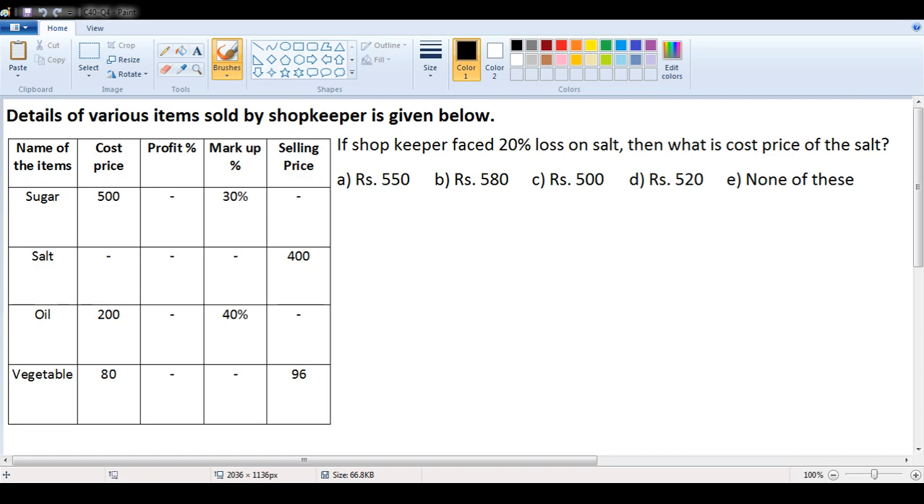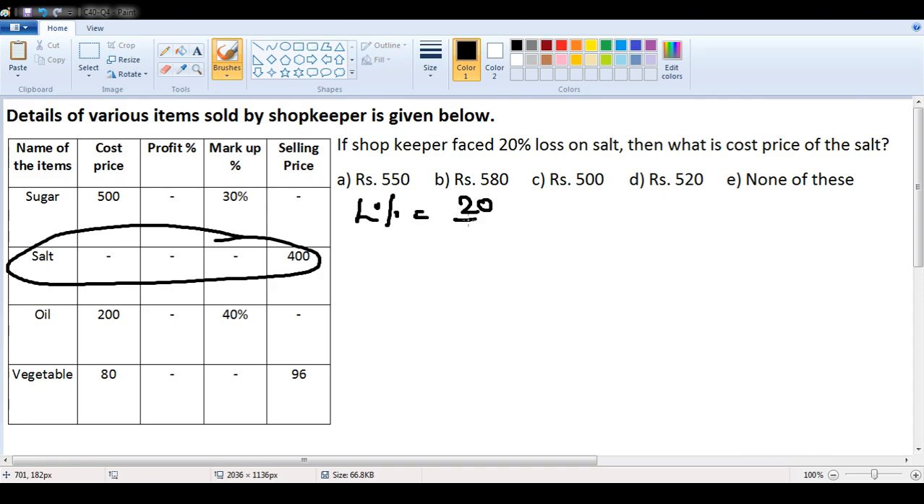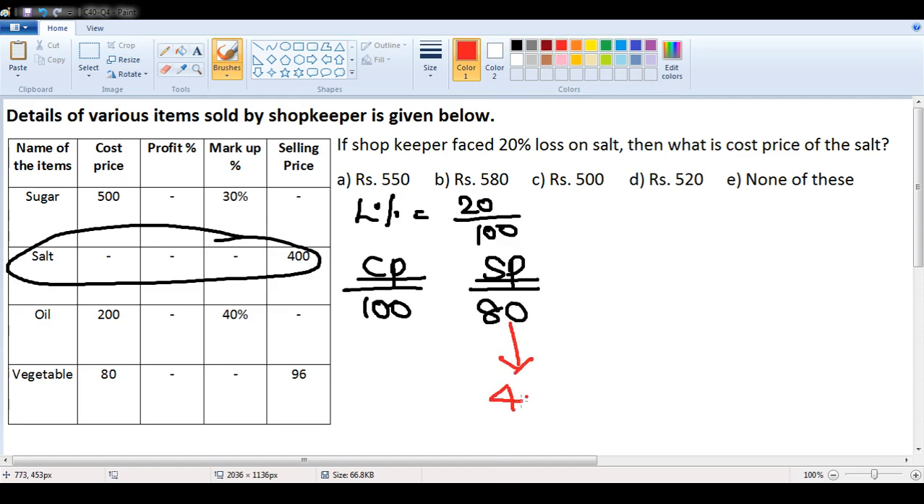Fourth one, again a slightly easy question. If the shopkeeper faces 20% loss on salt, what is the cost price? Loss is 20%, 20 by 100. That means if cost price is 100, loss will be 20, selling price will be 80. But selling price is 400. 80 into 5 is 400, so 100 into 5 is 500. Cost price of the salt is 500. Idea clear? Cost price is 500.